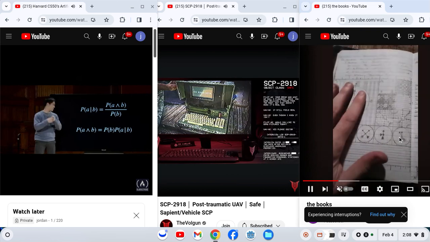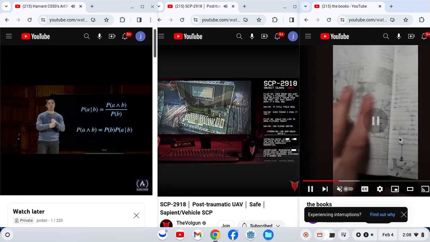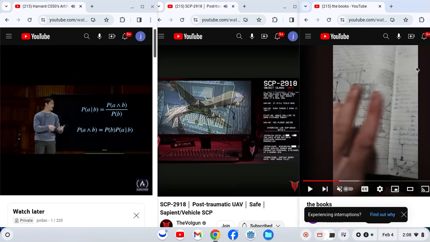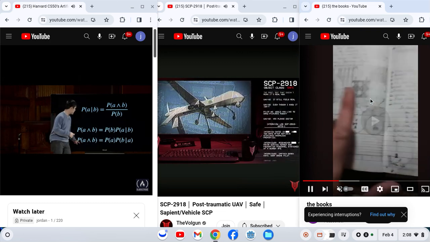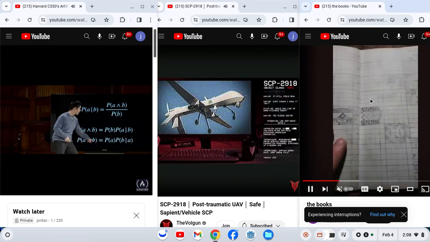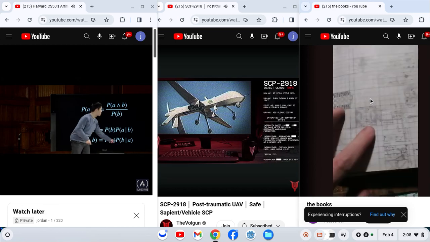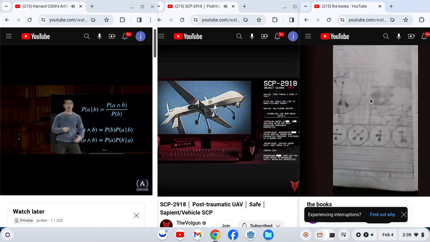Equivalently, since A and B in this expression are interchangeable, A and B is the same thing as B and A. You could imagine also representing the probability of A and B as the probability of A times the probability of B given A, just switching all of the A's and B's.